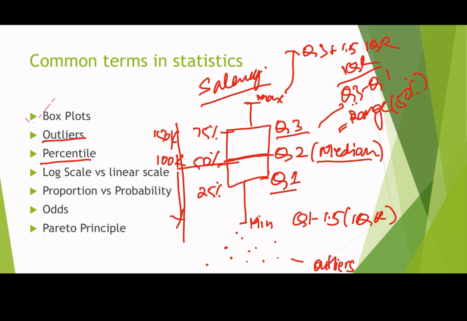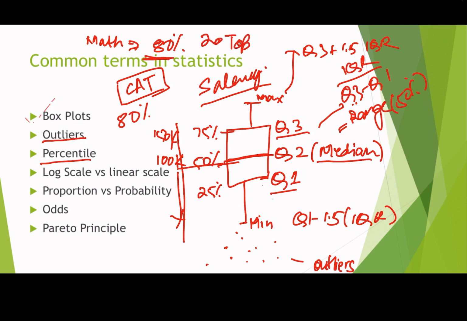Now let us look at percentile. For example, in India, there is a competitive examination which is known as CAT, and the score in CAT is given in percentile. For example, if my score in mathematics is 80 percentile, what does this mean? It means that I am in the top 20%. It does not mean that I have solved 80% of the problems. No, or I have scored 80% in mathematics. It is a relative grading.